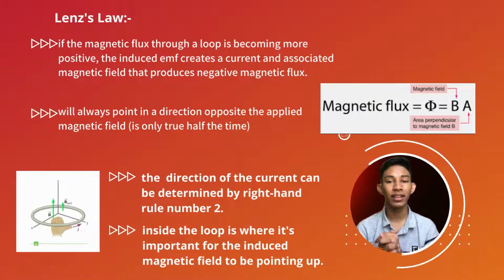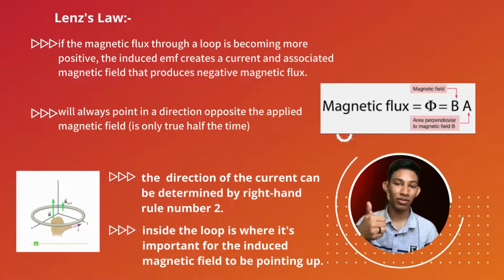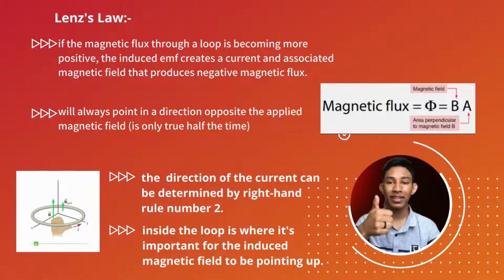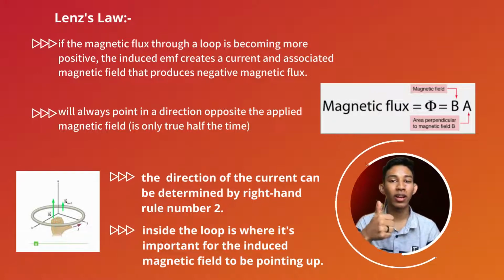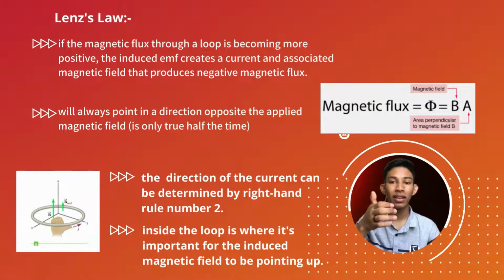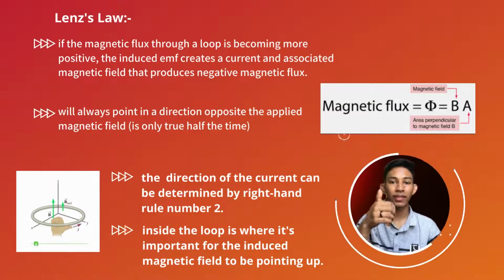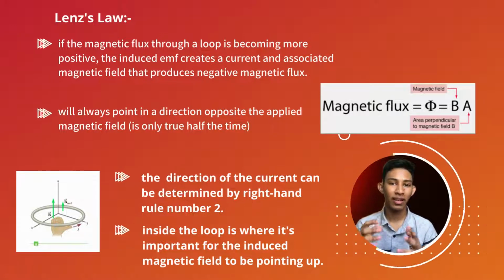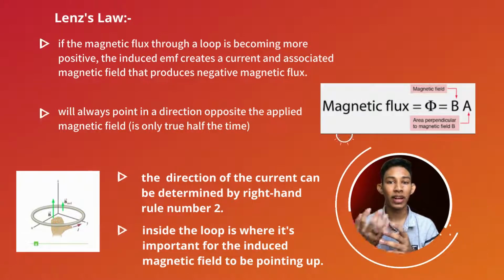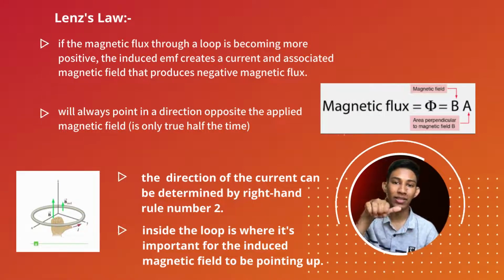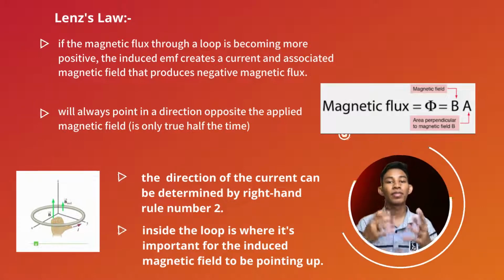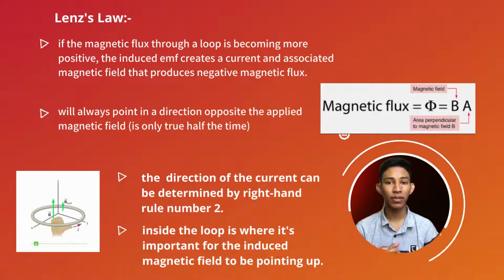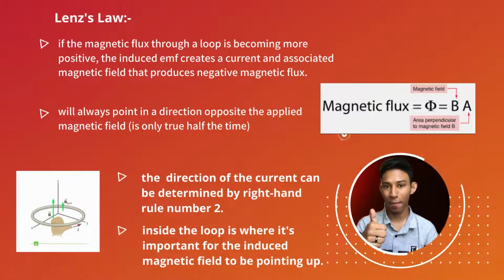The direction of the current can be determined by right hand rule number 2, as in the picture shown here. Point your right thumb in the direction that will cause the fingers on your right hand to curl in the direction of the induced field. In this case, that direction is counterclockwise, with the right thumb pointing in the direction of the current. Your fingers curl down outside the loop and around and up through the inside of the loop. Remember, inside the loop is where it's important for the induced magnetic field to be pointing out.